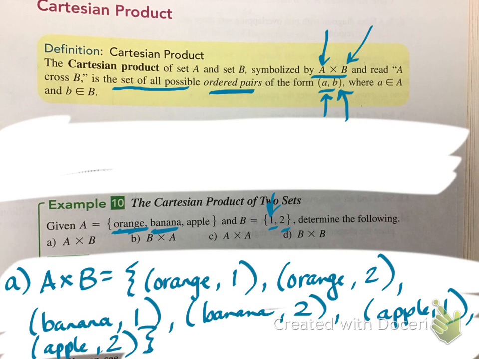And this is just the Cartesian product. So if you wanted to do B cross B, then you would be making ordered pairs with B and with B. So you would do like 1, 1 and 1, 2, and then you would do 2, 1 and 2, 2.